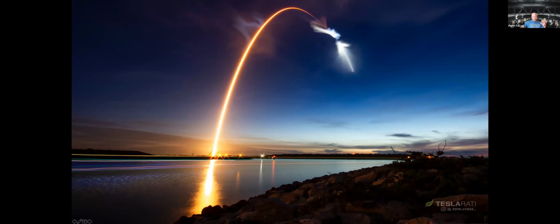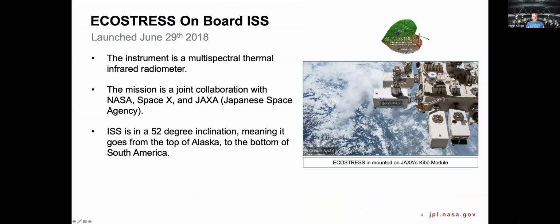With ECOSTRESS, you can't have a really cool NASA satellite without having a really cool time-lapse image, so I just thought I would put that in there because it looks really cool. As I mentioned, it's on board the ISS. It is an instrument that has a multi-spectrum thermal infrared radiometer, big word. Basically, it is a joint collaboration, the perfect international collaboration, with JAXA, the Japanese Space Agency, the Canadian Space Agency, private companies like SpaceX, and NASA, of course. So you have all these companies and countries coming together to put this instrument on board the ISS.